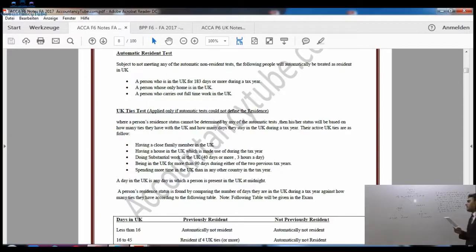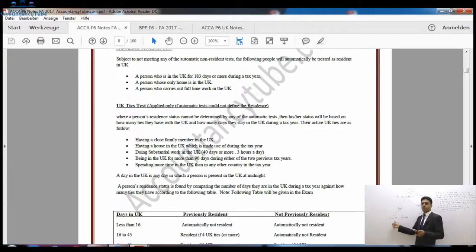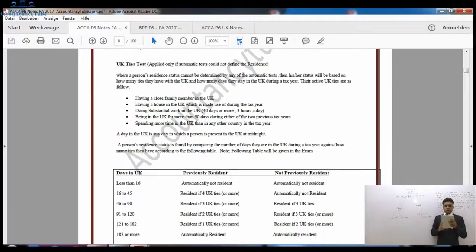Now the question arises: we know that if you spend 46 days or less, you will be considered non-resident. If you spend 183 days or more, you will be considered UK resident. What if I have spent 100 days in the UK? What would happen? Then of course we cannot determine under the automatic test whether we are resident or non-resident. Then we need to move on to the manual tests. If I have spent 100 days, then we need to go to the manual tests. So if under the automatic test I cannot determine whether I am non-resident or resident, then I need to go to the manual tests. So what are the manual tests?